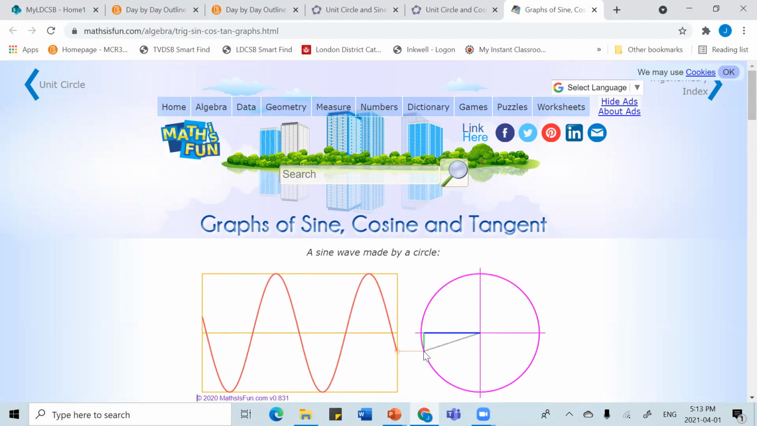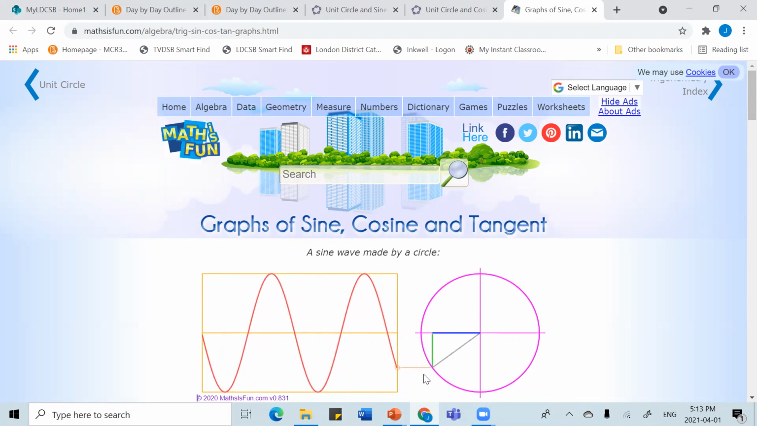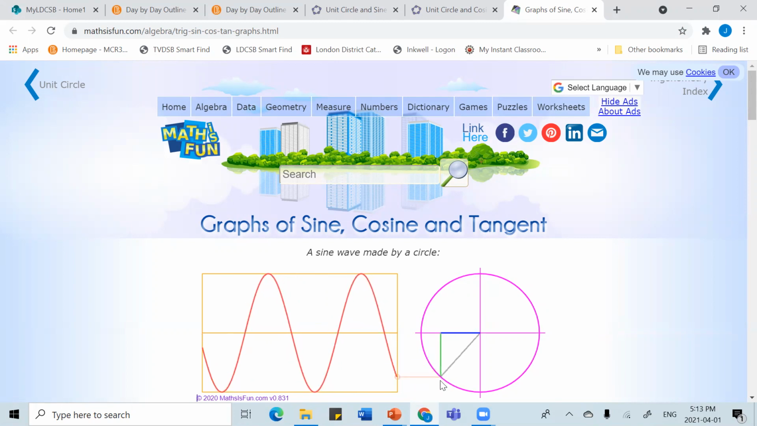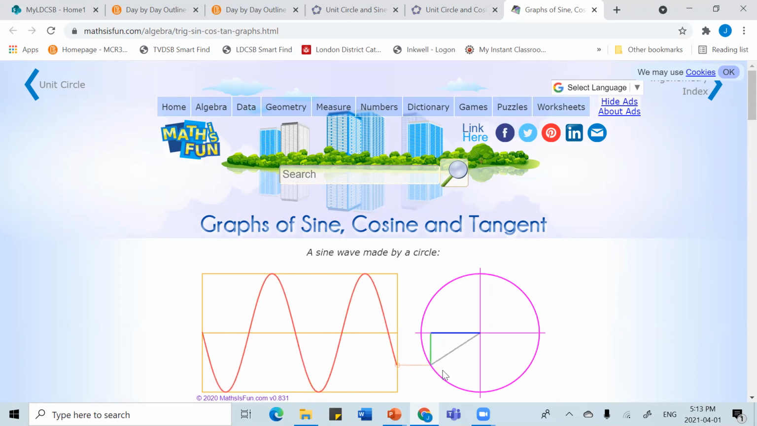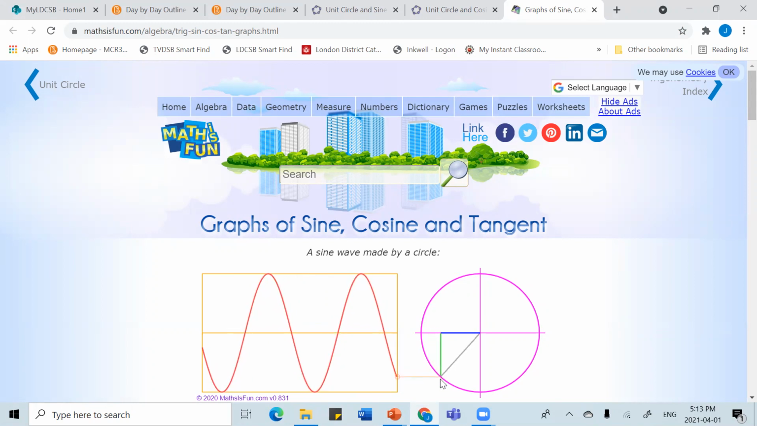And then what happens over here? As I go down towards 225 degrees approximately, I can see here that my vertical distance from the origin, from 0, 0, is now negative because it's below the x-axis. And that makes sense. Now on my unit circle, I can see I'm below the x-axis, which means on my graph of the sine function, I'm also below the x-axis.